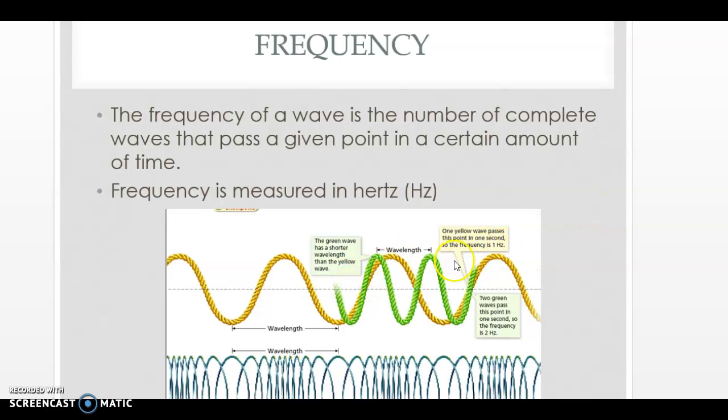Obviously, this green rope right here is moving faster than the yellow rope because these wavelengths are closer together, which means more are going to pass by a certain point in less time than something that's moving a little bit slower. So basically, how fast is it moving? We can talk about that over a certain time period.